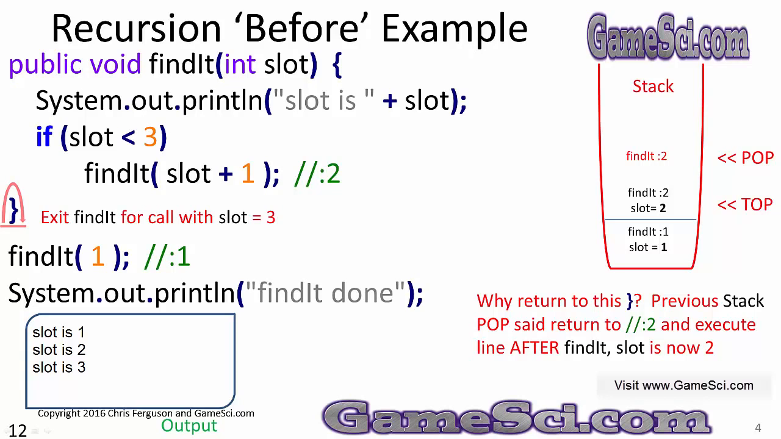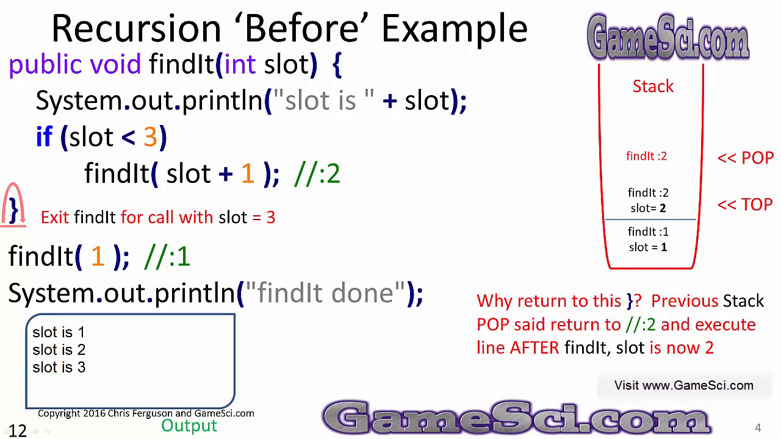Now what happens when we exit findIt for the call with slot equal to 3? Well, why return to this curly brace? You see that little arrow there? That basically says we're going to just turn around and come right back to where we were. Remember, when a call to findIt finishes, we need to execute the code after findIt. Well, that's that code right there. The previous stack pop said return to where there was a //:2. All right, well, that's the call with the //:2 at the end. We have to return to the line after that line of code, which would be that curly brace.